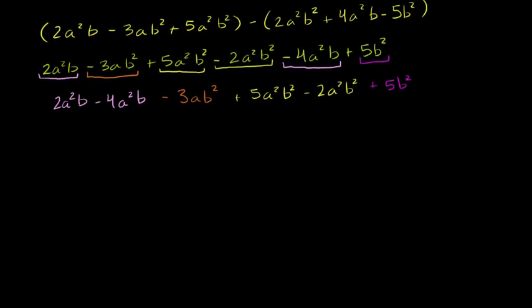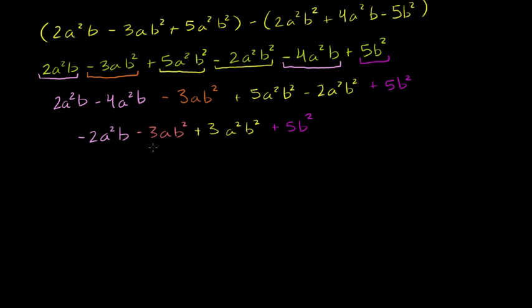And now I can add them. So this first group right here in this purplish color, 2 of something minus 4 of something is going to be negative 2 of that something. So it's going to be negative 2a squared b. And then this term right here, it's not going to add to anything, 3ab squared. And then we can add these two terms. If I have 5 of something minus 2 of something, I'm going to have 3 of that something. Plus 3a squared b squared. And then finally, I have that last term, plus 5b squared. Now here, we're done.